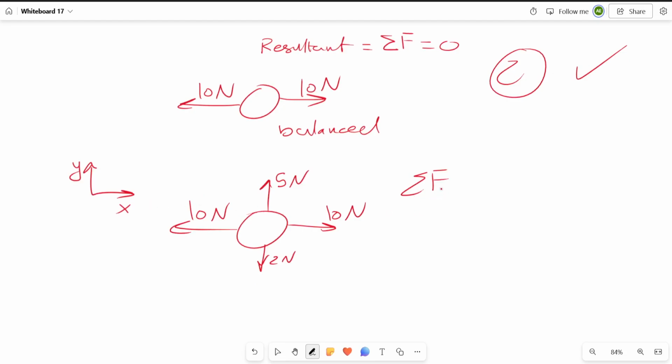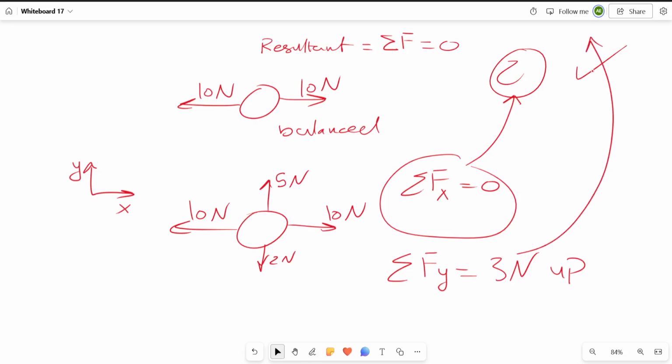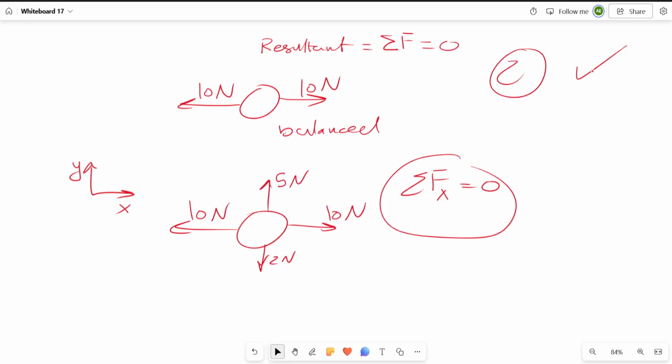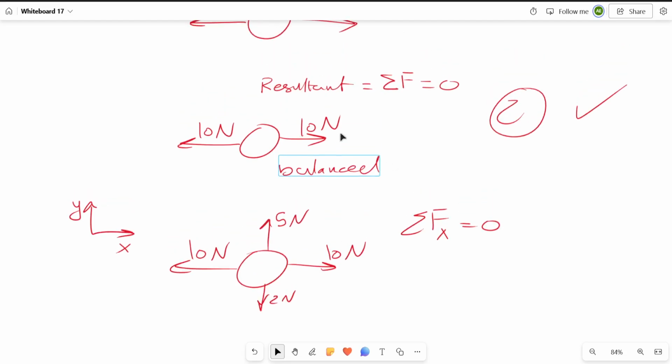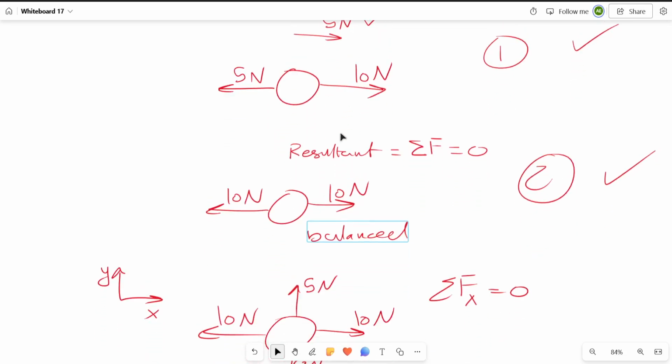So sigma F in the x direction is equal to 0, so this falls under the second scenario. However, sigma F in the y direction is not equal to 0, because if I take a look at my y-axis, I can see that the forces are not balanced, and the resultant is 3 newtons upwards. So this falls under the first scenario. So I can have the same object having both scenarios. It depends on whether I am looking at x or at y. If you understand this, you will solve any question of inclines or non-inclines, any balanced forces, resultants.